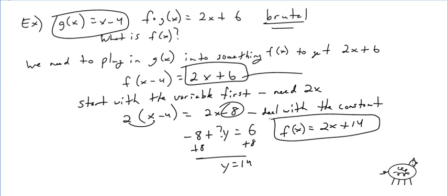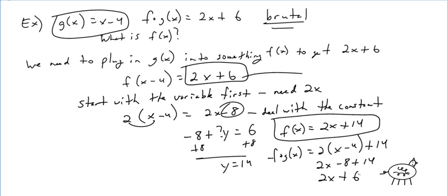All right, now how do you check it? Guys, it's really easy to check just to see if it works. Just do f of g of x. So we're going to plug g of x into that. So 2 times x minus 4 plus 14. So you got 2x minus 8 plus 14, or 2x plus 6.